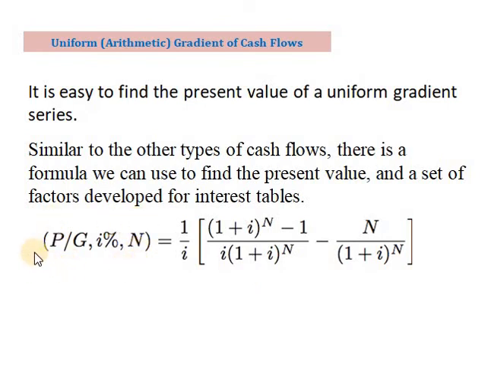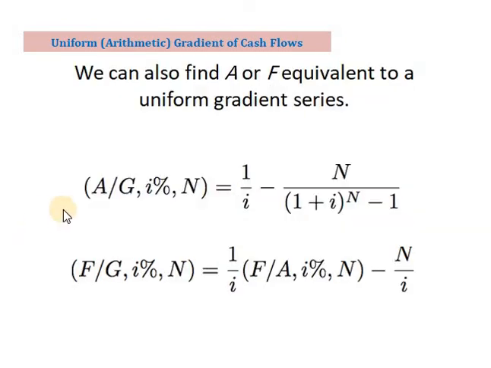So we can get the present equivalence of any gradient using this equation or by using this factor: P equals G into P knowing G, i, N. Similarly, we can get the annual equivalence to the gradient using this equation or the future of any gradient using this equation, but it's easier for you to use the table of interest where you get the value from the column without having to fill in values in big equations.